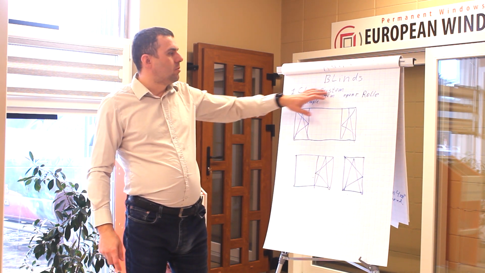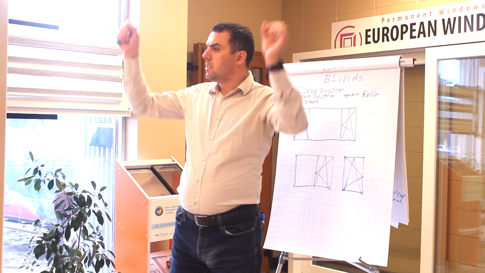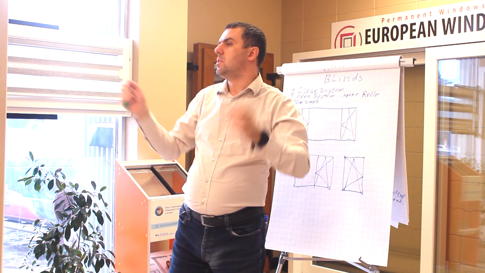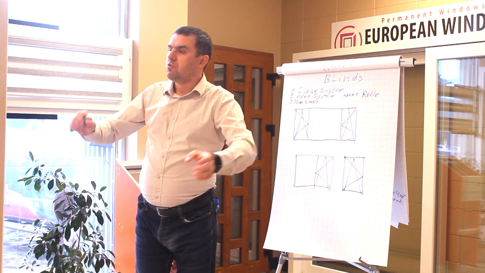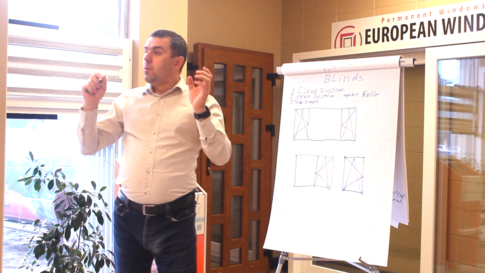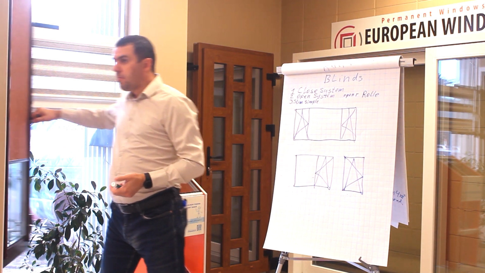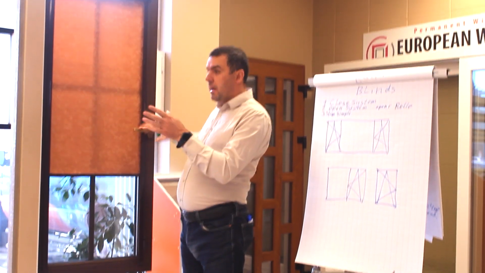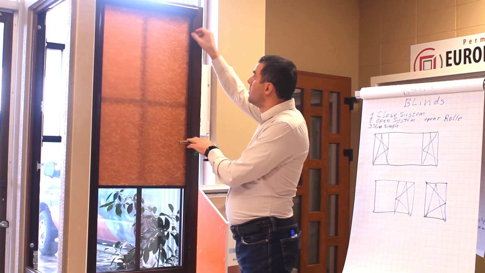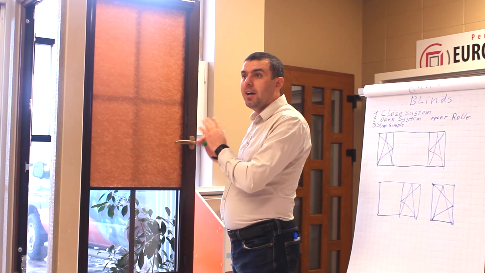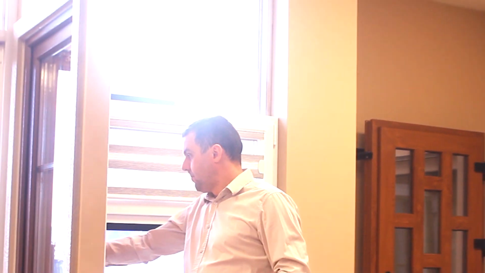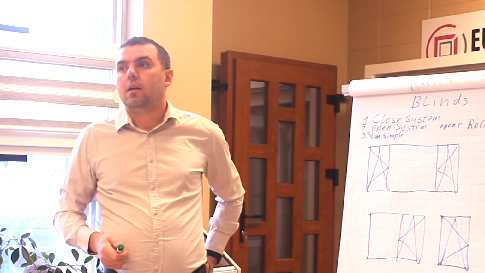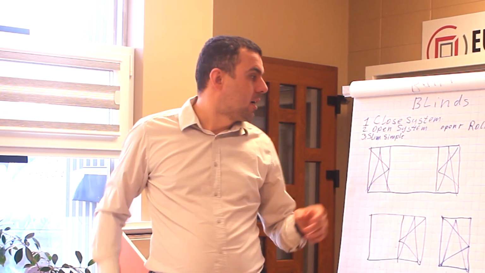Mostly you're trying to do a closed system because it looks nice and neat, it has the tracks, and it can follow the window with the tilt and turn. So the benefits of a closed system: it has the tracks, and it's good for tilt and turn windows. When you do blackouts, it's nice to mention to customers that with these guides on the sides, it's pitch black. You don't have light coming from the side of the window. So closed system comes with the side tracks.